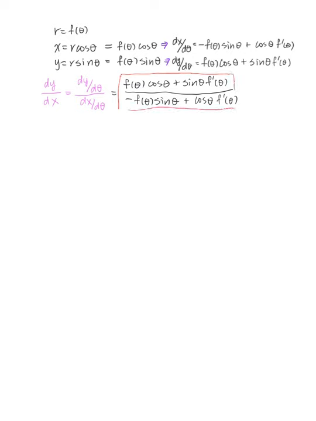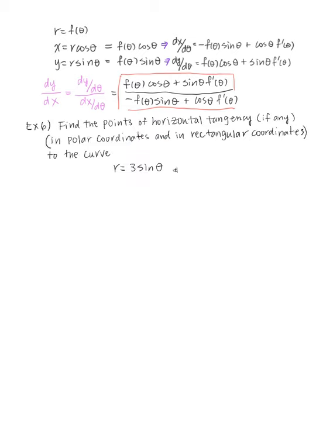Alright, so are we ready to do some examples? Let's do this. Example 6, find the points of horizontal tangency in polar coordinates and also in rectangular coordinates to the curve r equals 3 sine of theta. So here, what the question's asking you is to, of course, compute the derivative and set that equal to 0 to find the horizontal tangency. But in polar coordinates and rectangular coordinates, so we're looking for points in polar coordinates, which is given by r comma theta, and we're going to convert that into a rectangular coordinate, which is x comma y. So we want both representations for this.